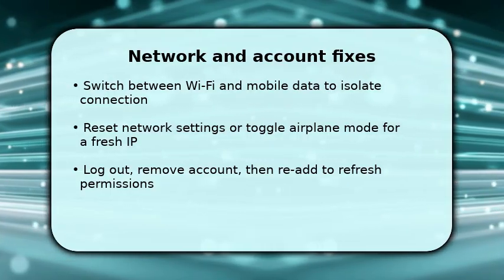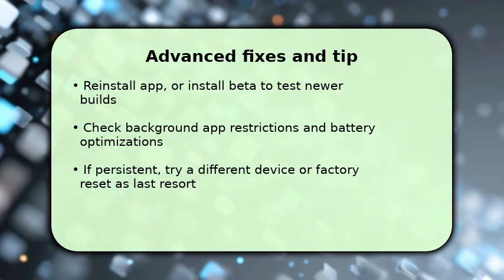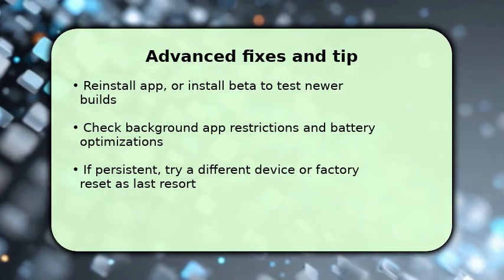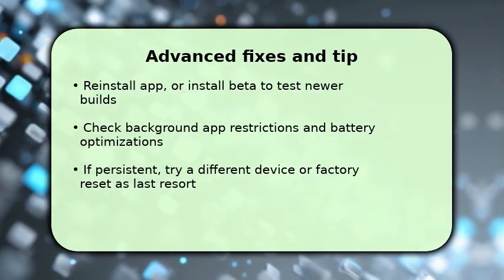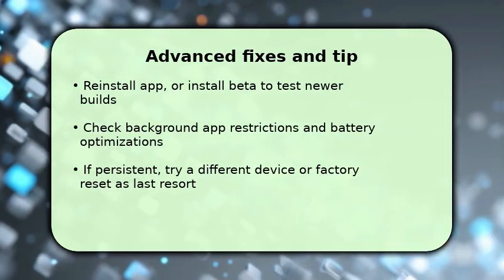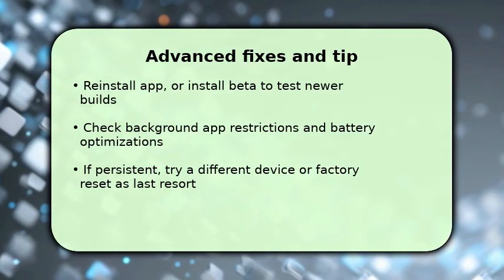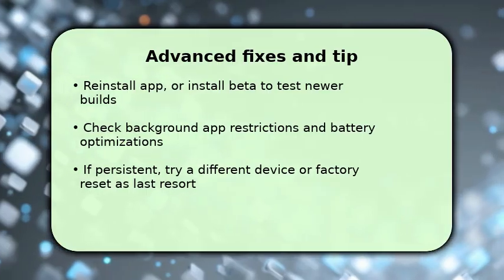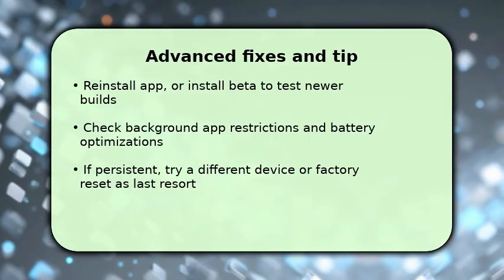For final steps, uninstall and reinstall YouTube to eliminate app corruption. Alternatively, install the beta to test a newer build because some releases fix shorts glitches. Check background data restrictions and battery optimization settings so the app can preload content. If it still fails, try another device or browser to determine if it's account versus device specific.